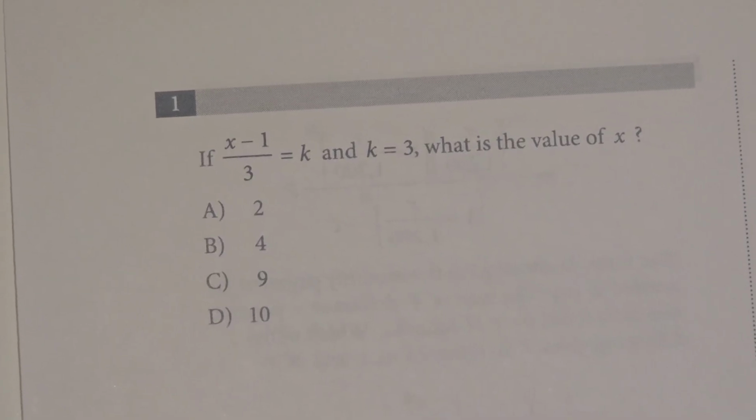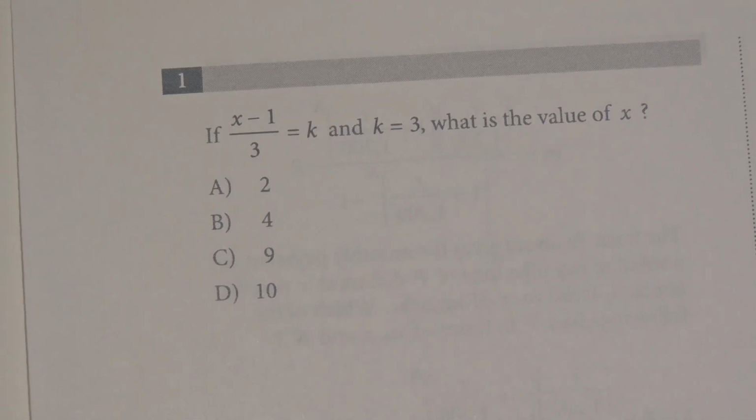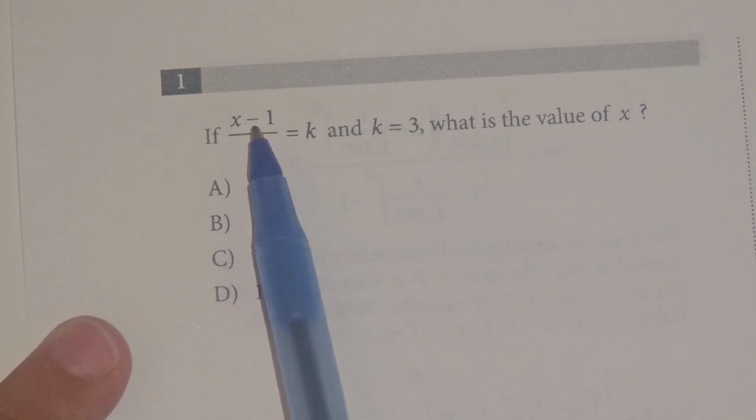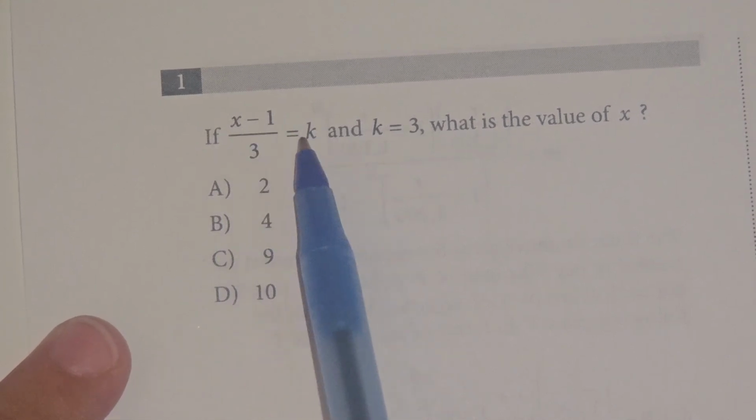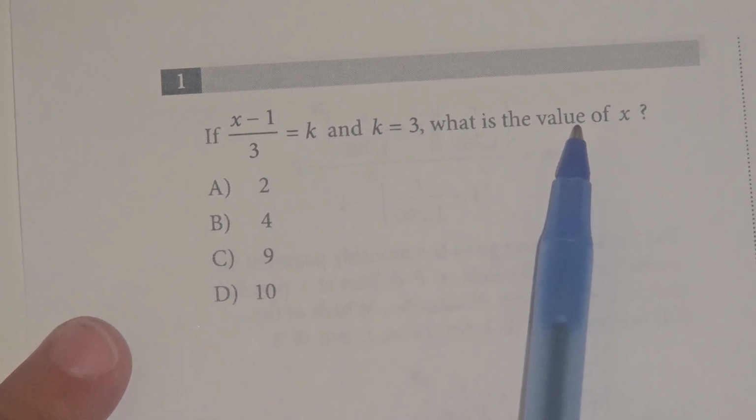All right, so today we are working on the non-calculator section. This is section 3 of this practice SAT test. So we're going to go ahead and get started. All right, so we have: if (x minus 1) over 3 equals k, and k equals 3, what is the value of x?